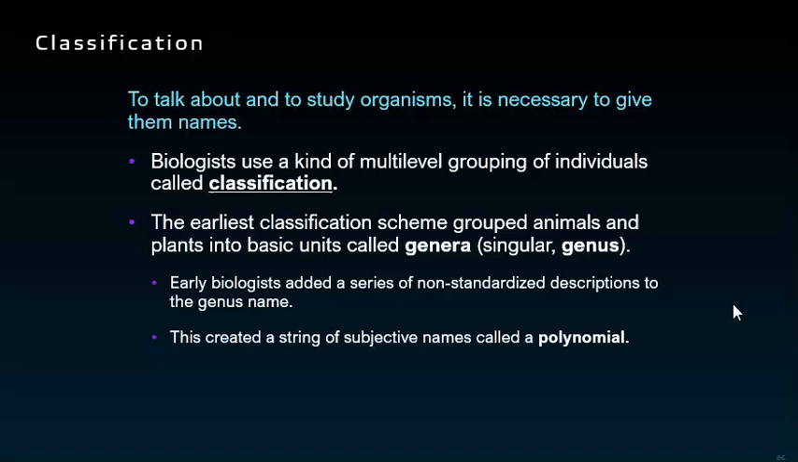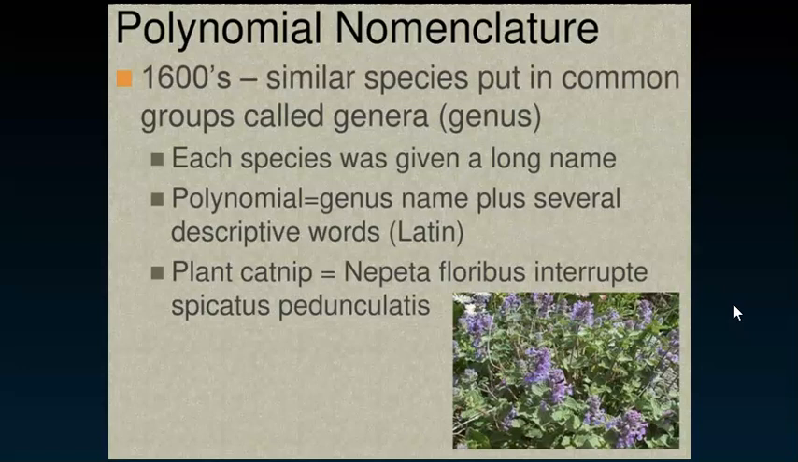And early biologists added a series of non-standardized descriptions to the genus name. This created a string of subjective names called a polynomial. So we used to scientifically have a lot of polynomial names, and they were getting kind of out of hand because they are so long. So here's an example of polynomial nomenclature.